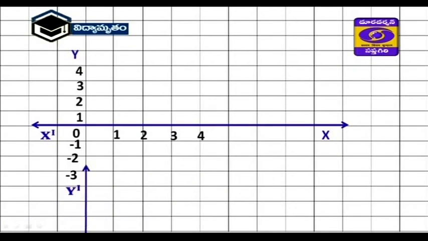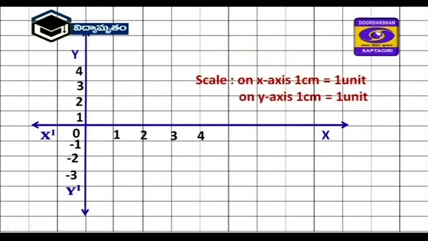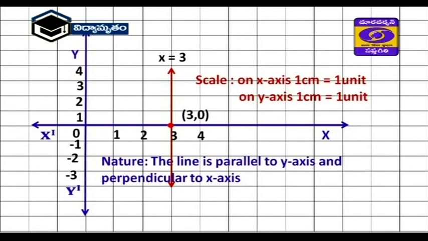This is the x axis and this is the y axis. First of all, we have to take the scale, that is, on x axis 1 centimeter is equal to 1 unit, on y axis also 1 centimeter is equal to 1 unit. So, observe these values on x axis and y axis. Now, for the first equation the point is (3, 0), it is located here. Then I draw the line through (3, 0). Then the equation of this line is represented as x = 3. The nature of this line is parallel to the y axis and perpendicular to the x axis.